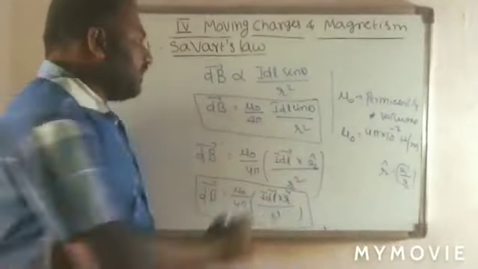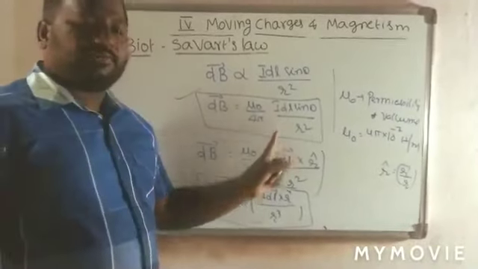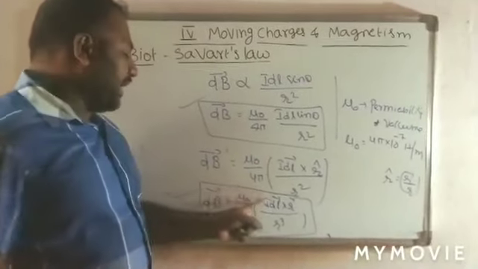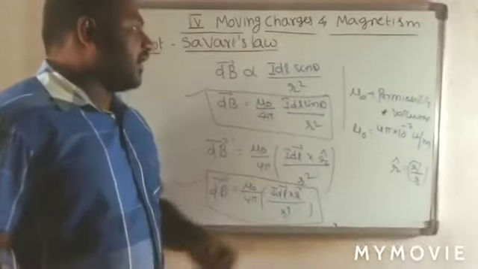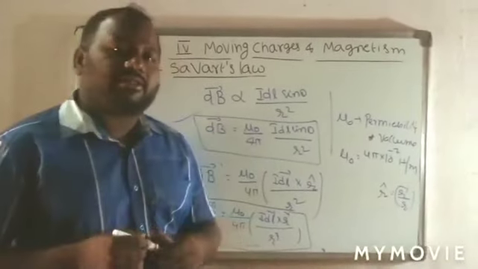Here it is I dl into 1 into sin theta we write. That 1 can be written as the unit vector. Okay? So this is the expression for Biot-Savart's law in direct form and in vector form: I dl cross r bar by r cube. Okay? So this is about Biot-Savart's law.